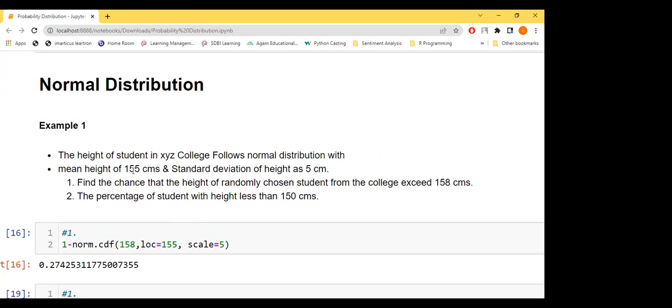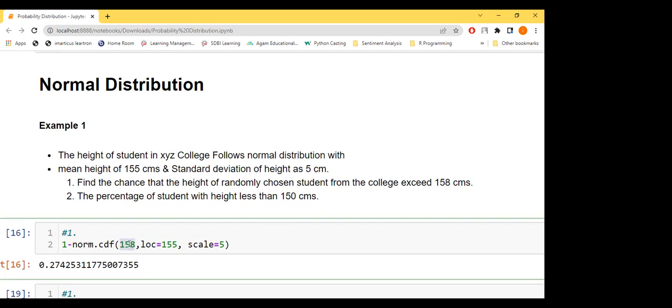Height as 155, average deviation of 5 centimeter. Find the chance that the height of a randomly chosen student will exceed 158. So guys, here we are picking only one student, not many. So your value of X is 158, LOC means your mean, scale means your standard deviation. For more than, we have done 1 minus over here. If you're getting confused, guys, you can make a diagram on pen paper and then decide 1 minus or not.